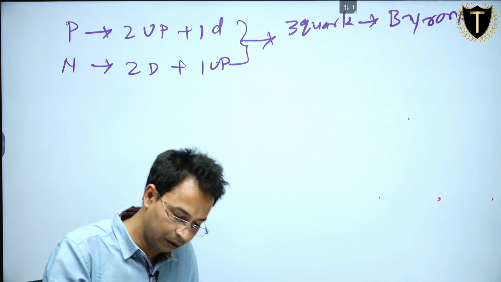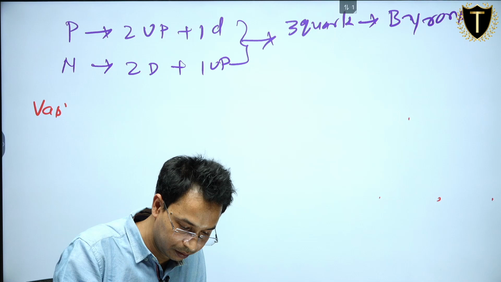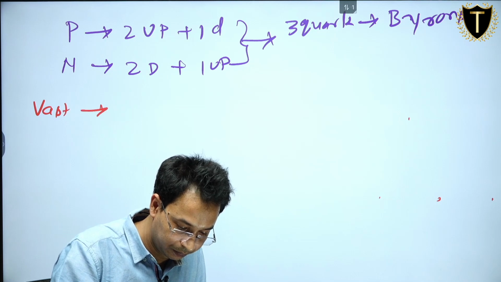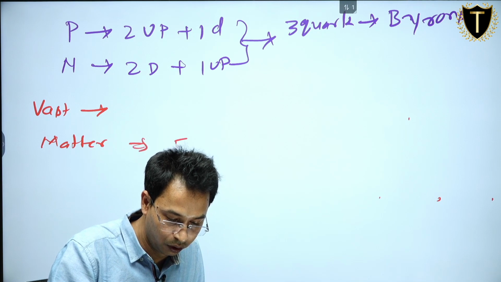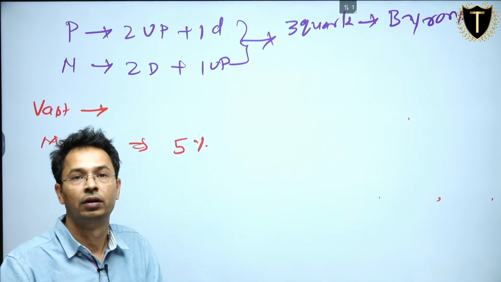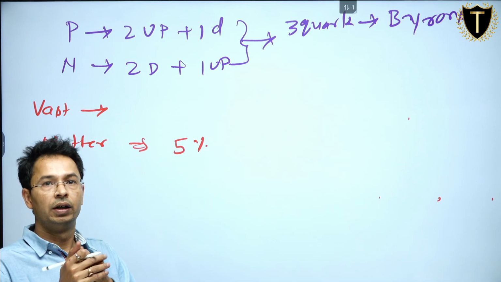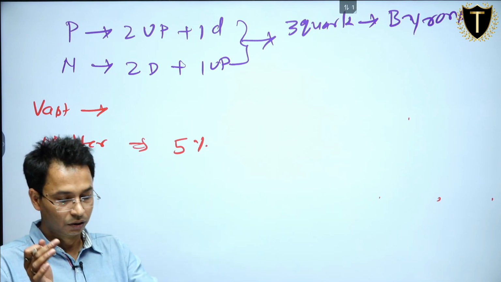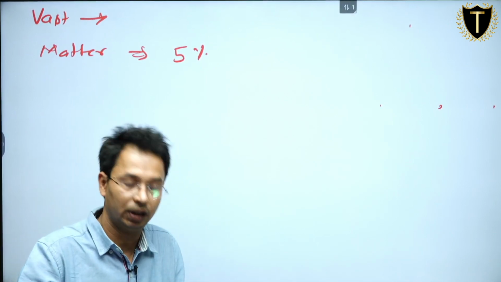So the matter in this vast universe, the composition of matter is only 5%. Whatever stars you can see, whatever galaxies you can see, they constitute only 5% of the universe. Then what is the rest of the other things?